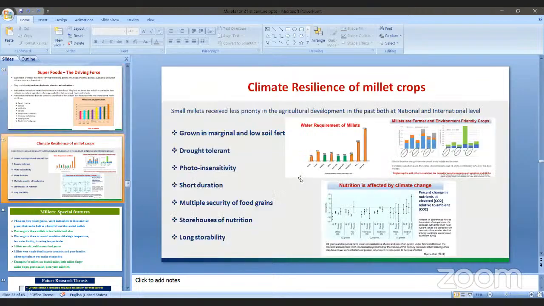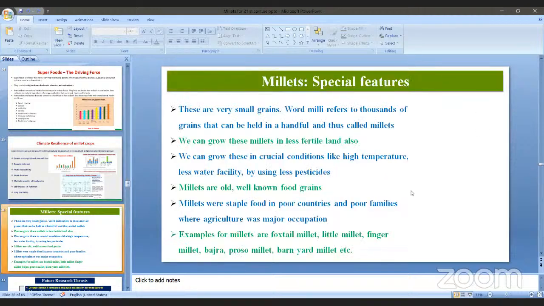Millets are not only good for health but also a climate resilient crop, because nowadays global warming and climate change are the subject of many international debates. These millet crops are grown by marginal and small farmers. They are drought tolerant, need less water and fewer nutrients, and are photo-insensitive. There are other important special features already discussed.